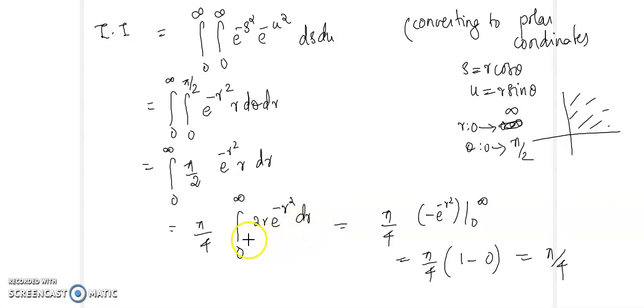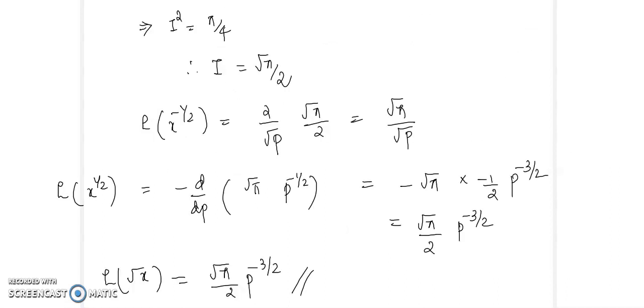This will be pi by 4 into minus e raised to minus r square from 0 to infinity. That is going to be the value of the integral. So upon giving the limits you will get pi by 4 into 1 minus 0, which is equal to pi by 4. So that is the required value of the integral. So I square will be equal to pi by 4. Now what we need is I. So the value of the integral I will be root pi by 2.